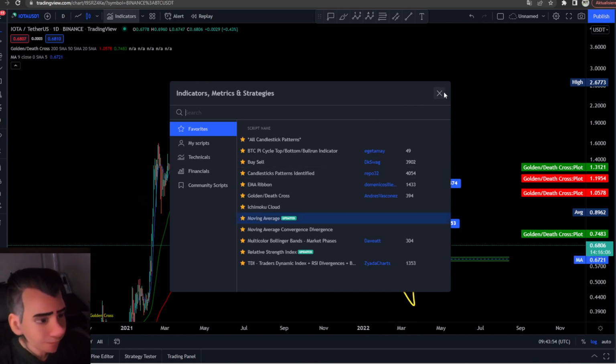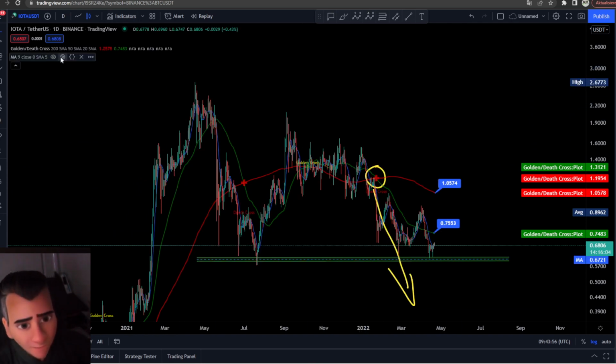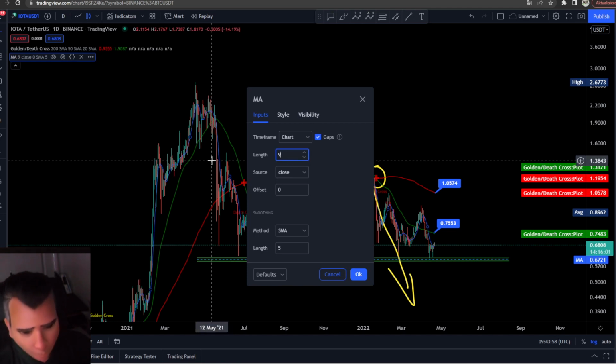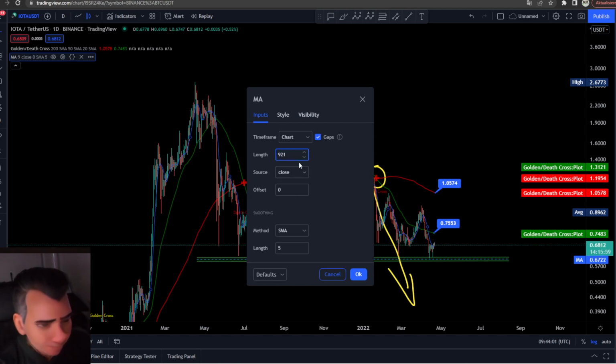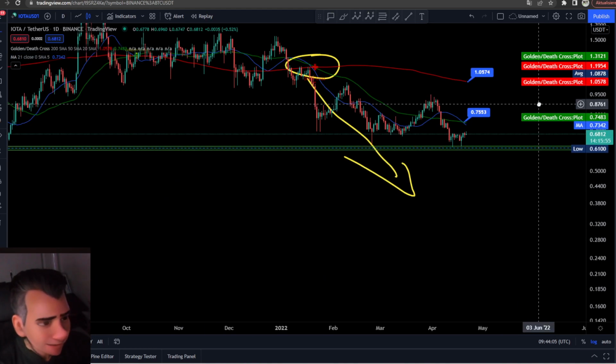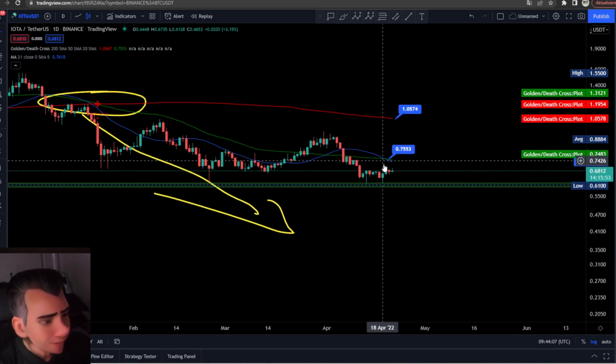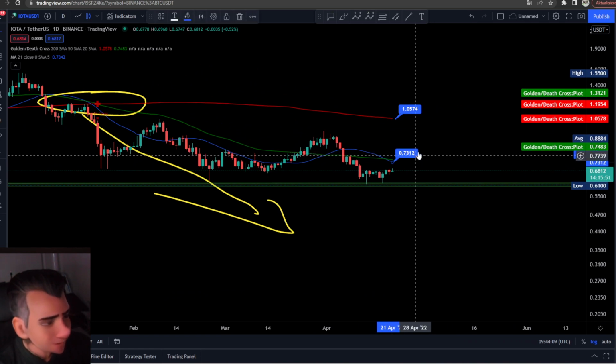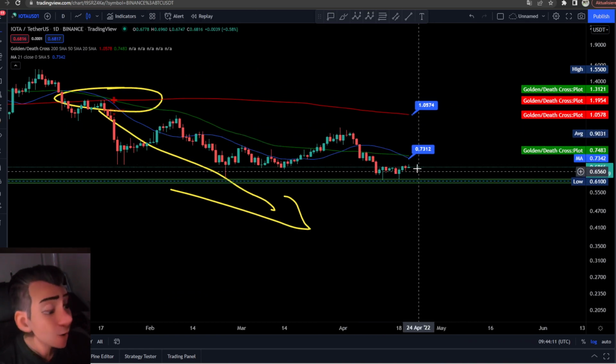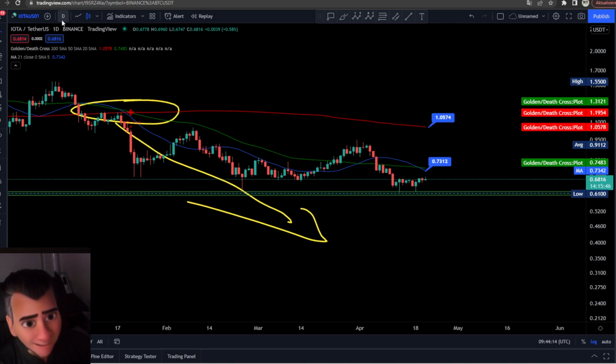What's going on with the moving average? We also should check the 21 moving average, not the 921, 21. Okay, here it is, the blue line. So let's zoom in. Blue line is also here a big resistance. You can see it is here for the moment, 73 cents. We need to catch it back. We need to fight back 73 cents.